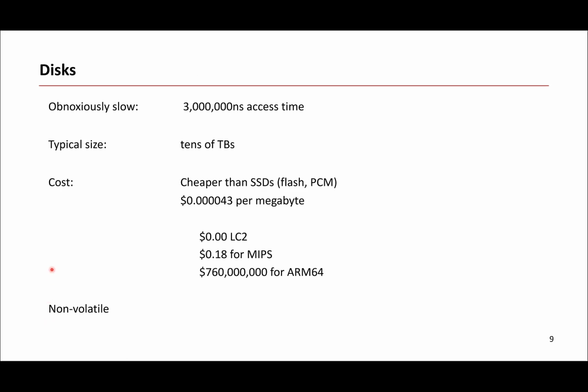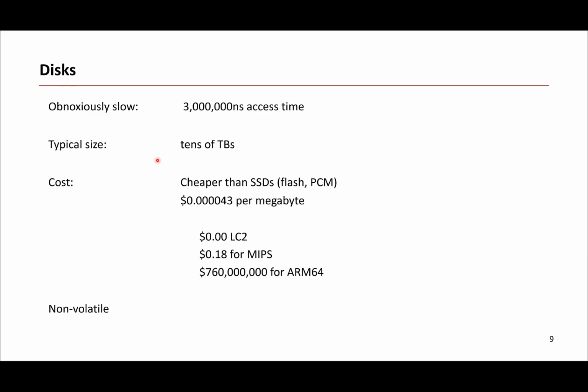Next, we have disks. These are made of magnetic hard disks and they have mechanical elements in them. And as a result, they're super slow. They're 100 times slower than DRAM. And remember, DRAM is 100 times slower than SRAM. So we are talking about 10,000 times or more slower than an SRAM.